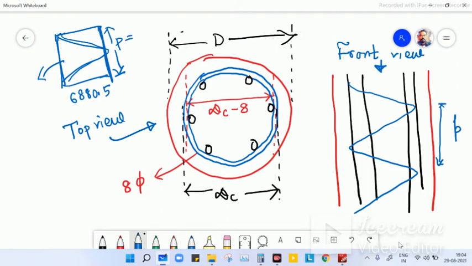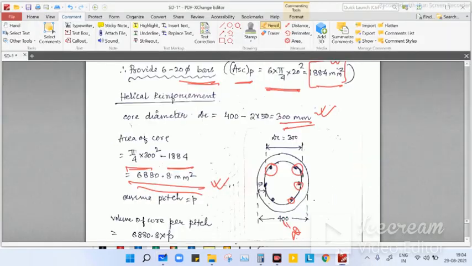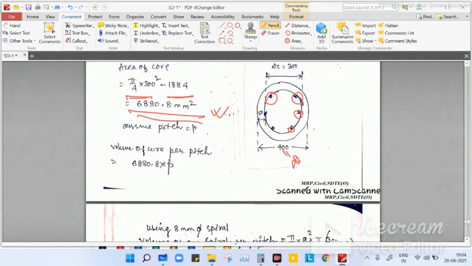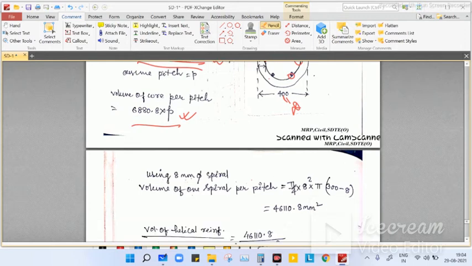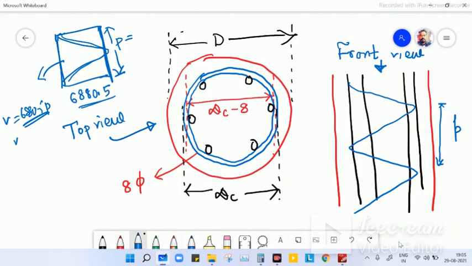Okay. So now the volume of the core. This is the pitch, and this is our 6880.5, the area of the core. Now the volume is 6880.5 into P. Now we will discuss volume of helical reinforcement. Suppose we will use 8 diameter spiral. We have got the volume of core. Now we will decide the volume of spiral.